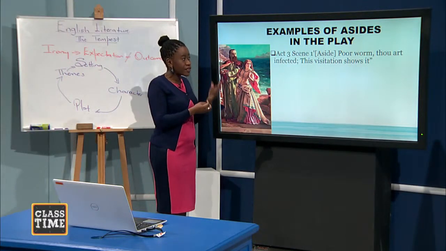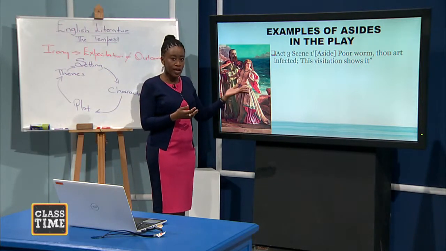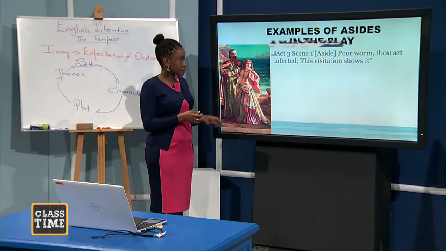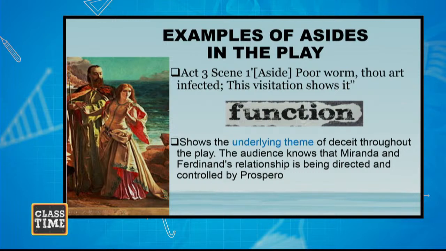But why? What is the effectiveness of this aside? Why tell the audience that Miranda has fallen in love with Ferdinand? Well, this aside could show the underlying theme of deceit throughout the play. So the audience knows that Miranda and Ferdinand's relationship is being directed and controlled by Prospero.